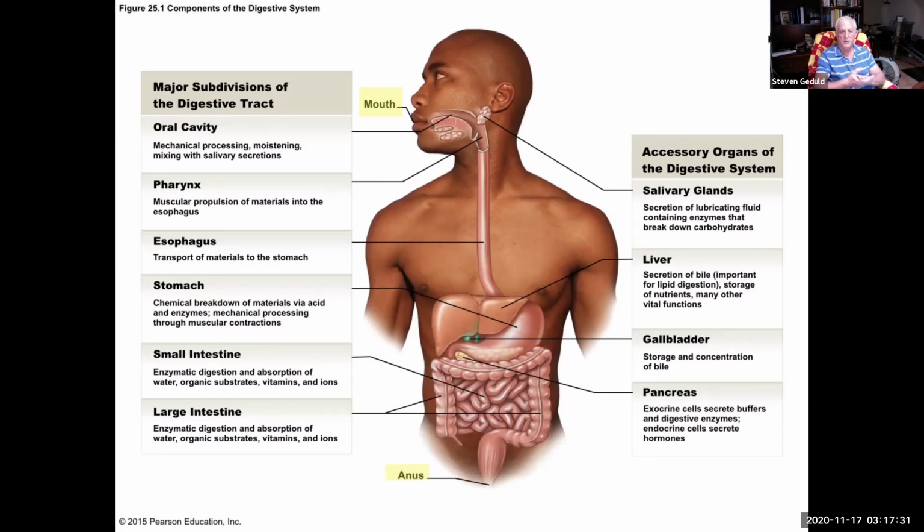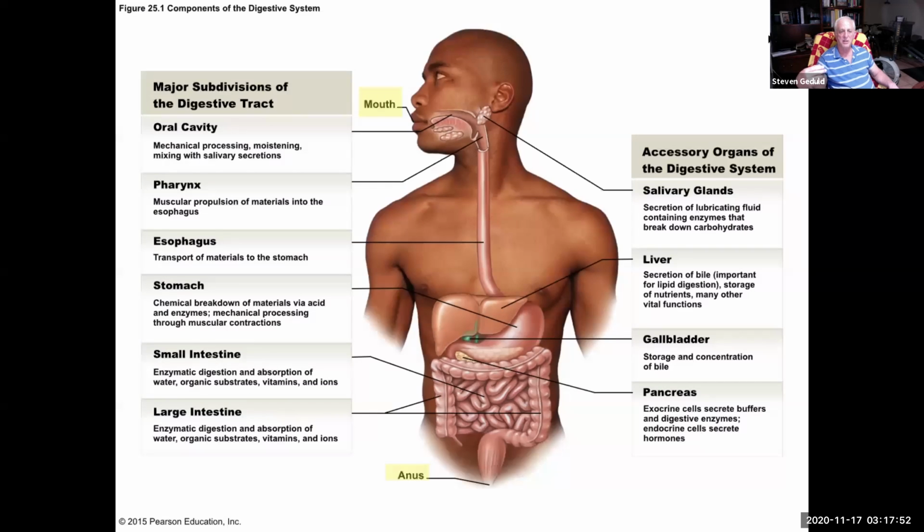So the digestive tract runs from your mouth to your anus. You have the oral cavity. We'll go over each of these sections in detail. The oral cavity does mechanical processing, chewing the food. You moisten it up and it mixes with the secretions, so it puts it into bolus form that you can swallow.